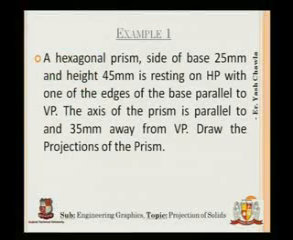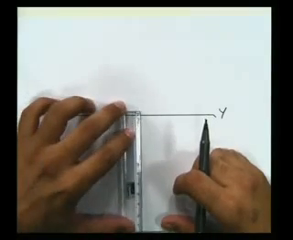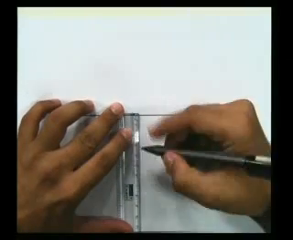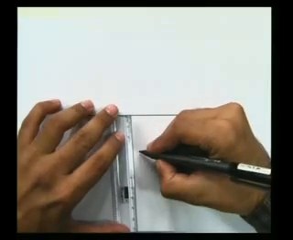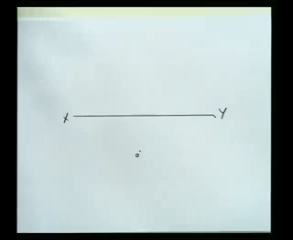Now it is said in the question, you can see here, the axis of the prism is parallel to and 35 mm away from VP. So I know if it is parallel to VP, then it will be perpendicular to HP. So I have to take the distance from HP. It is 35 mm, so that is 3.5 centimeters. I'll take it on the center and mark this point as O. This is the center of my hexagon.